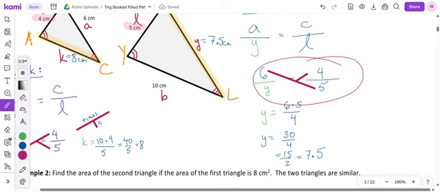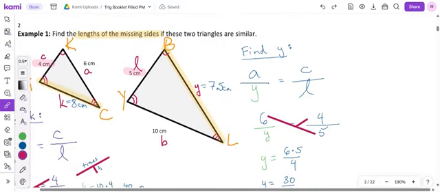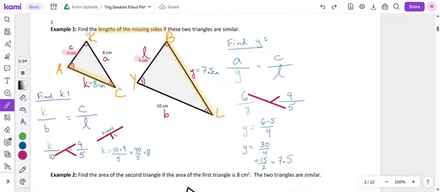Can you still use the cross? Absolutely. You want to use cross multiplication, please. Please, please, please. All right. So let's answer the question. What did the question ask? Find the lengths of the missing sides. We found them. Therefore, K equals 8 centimeters and Y equals 7.5 centimeters.